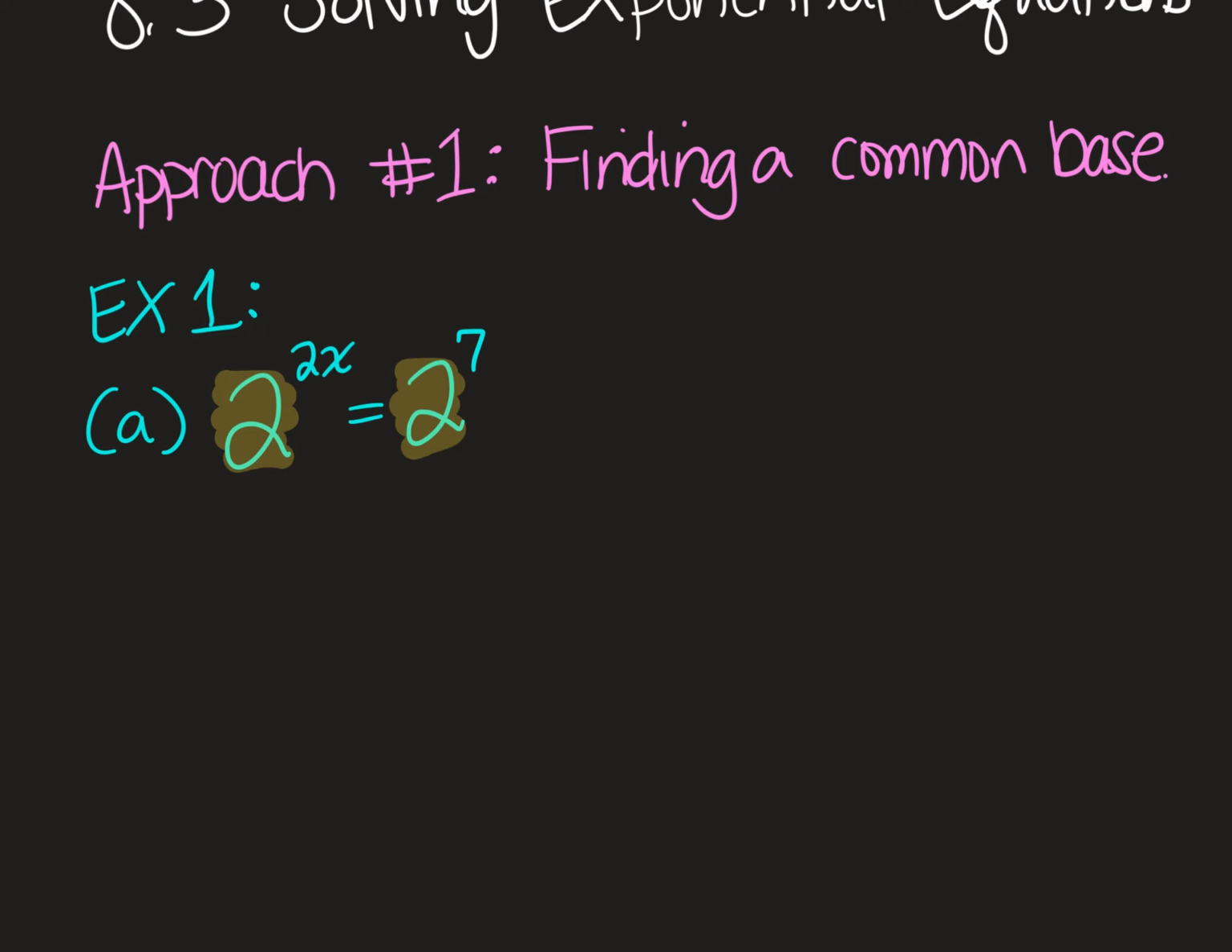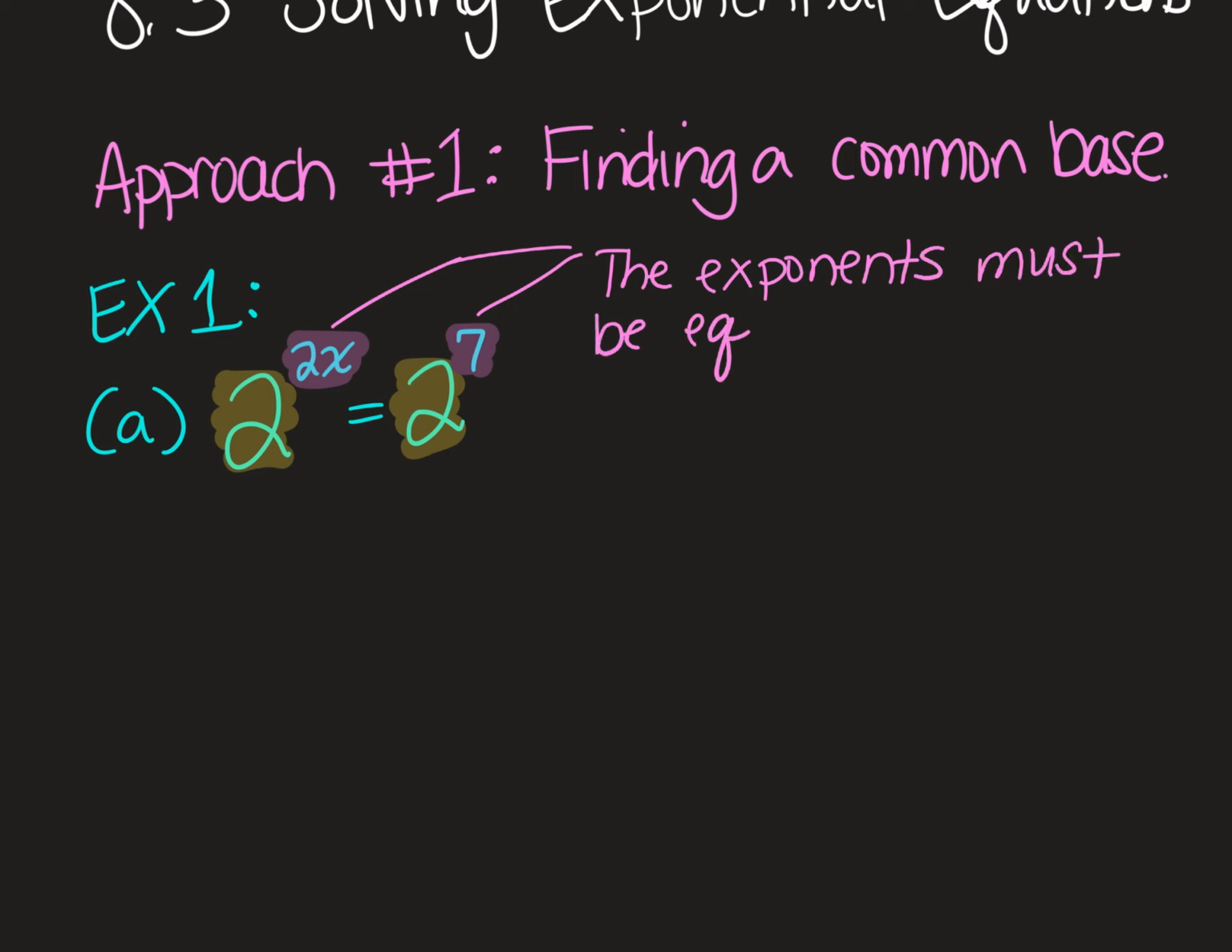Well, if we have 2 raised to some power equal to 2 raised to some power, what that really tells us is that these powers have to be equal to each other. So I'm just going to write that up here. Okay, the powers, or exponents, I guess, must be equal if the bases are the same.